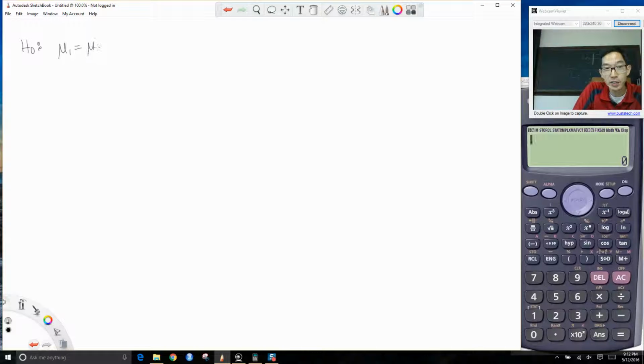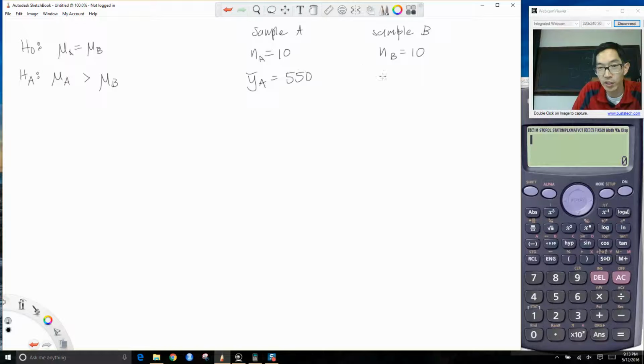On the other hand, if it works out, mu1 again always has an equal sign, so we'll say mu of A is equal to mu of B, and the alternative is that mu of A is greater than mu of B. And then let's say sample A and sample B, we have 10 and 10, and this time y bar A is, we'll say, 550, and y bar B is 500, then our directionality check passes.